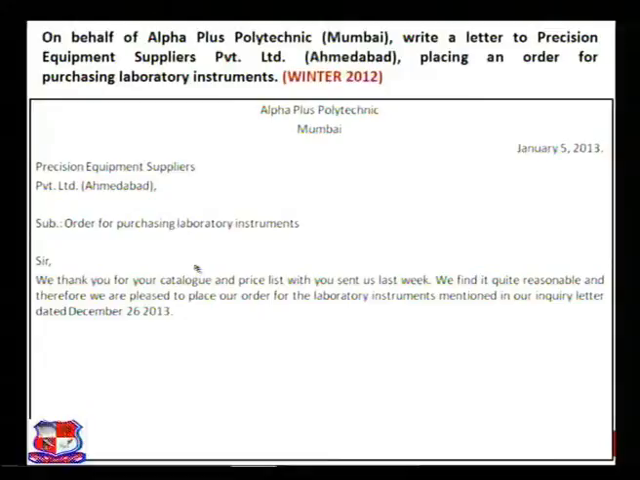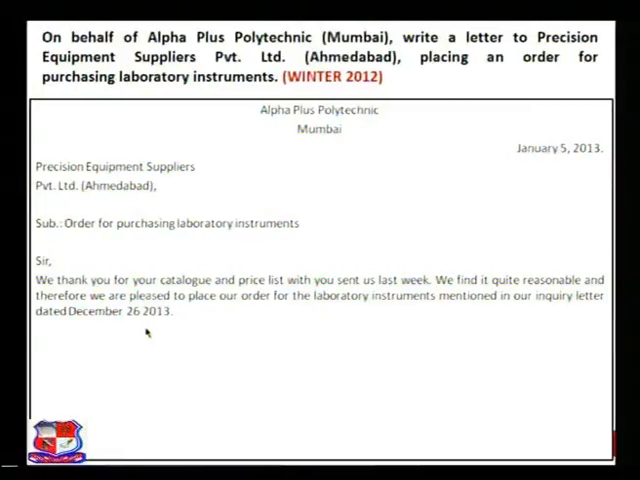For example: Sir, we thank you for your catalog and price list which you sent us last week. You are writing this line because you are placing an order. When you place an order, if you are satisfied with the catalog, price list, etc.: we find it quite reasonable, and therefore we are pleased to place our order for the laboratory instruments mentioned in our inquiry letter dated December 26, 2013. It means you are telling Precision Equipment that you had written a letter on 26th December 2013 making an inquiry. Then Precision Equipment must have replied. After reading that reply, you are writing an order letter, saying that you found the catalog and price list quite reasonable, and therefore you are happy to place an order with them.